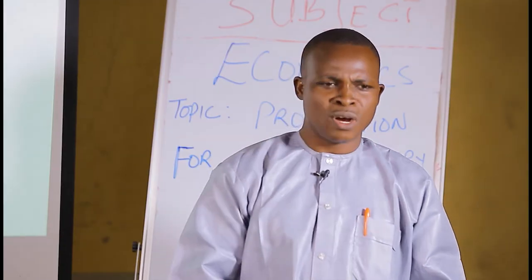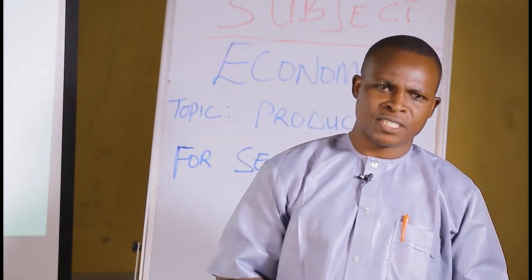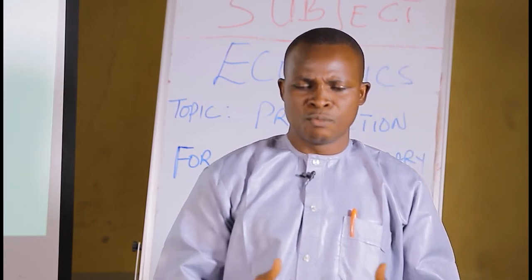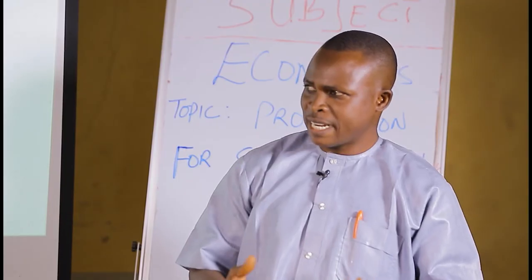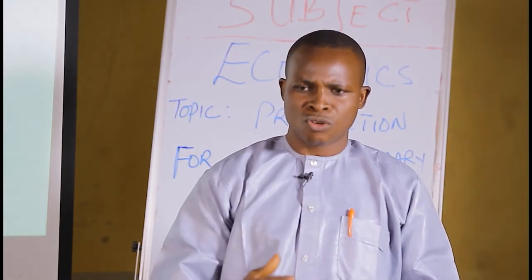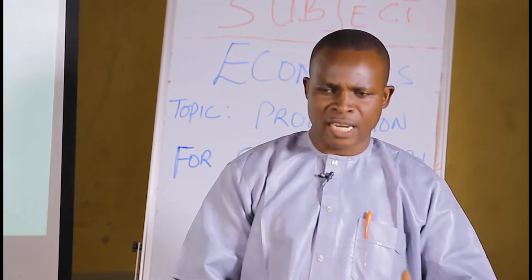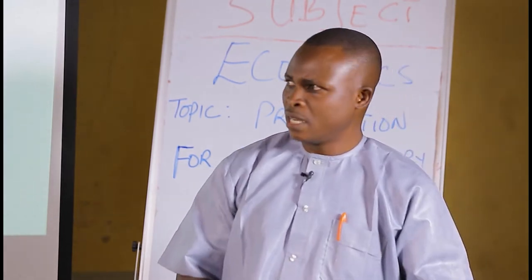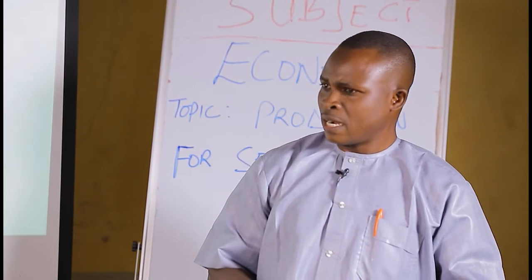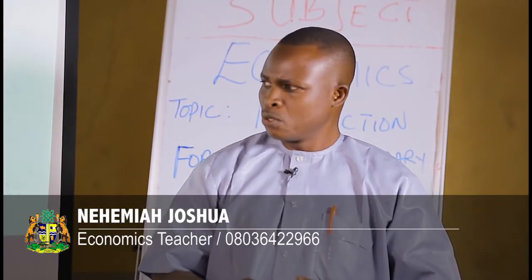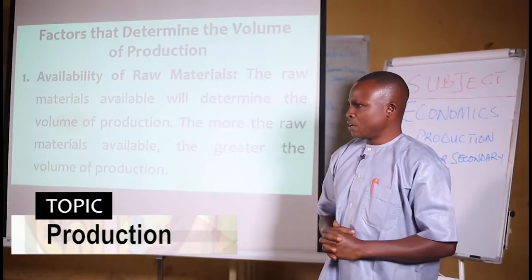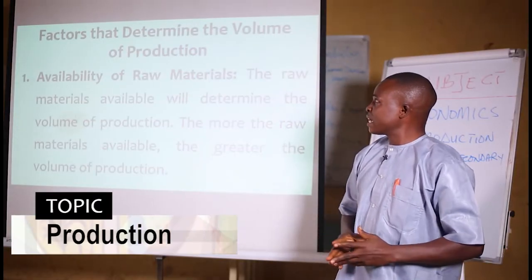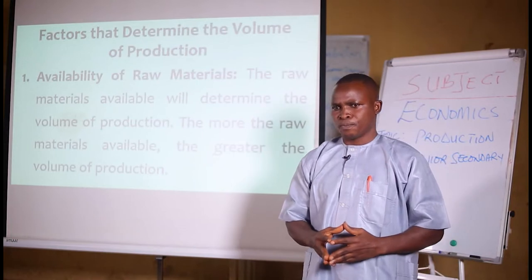As an entrepreneur, he or she has the capacity to take decisions himself or herself. Number four, controls other factors of production. Like I said earlier, an entrepreneur controls other factors of production, the land, the labor, and the capital, to be able to produce goods and services.